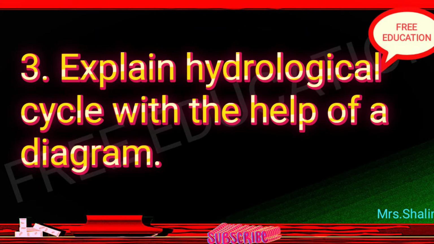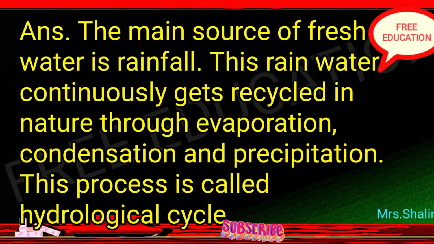Question 3. Explain hydrological cycle with the help of a diagram. Answer. The main source of fresh water is rainfall. This rainwater continuously gets recycled in nature through evaporation, condensation and precipitation. This process is called hydrological cycle.